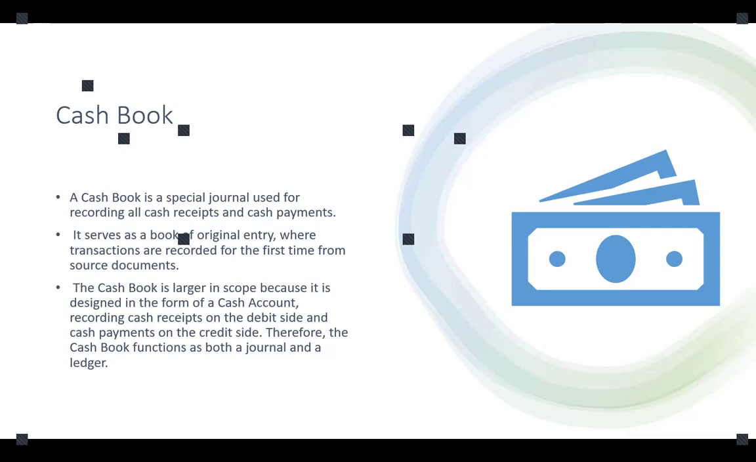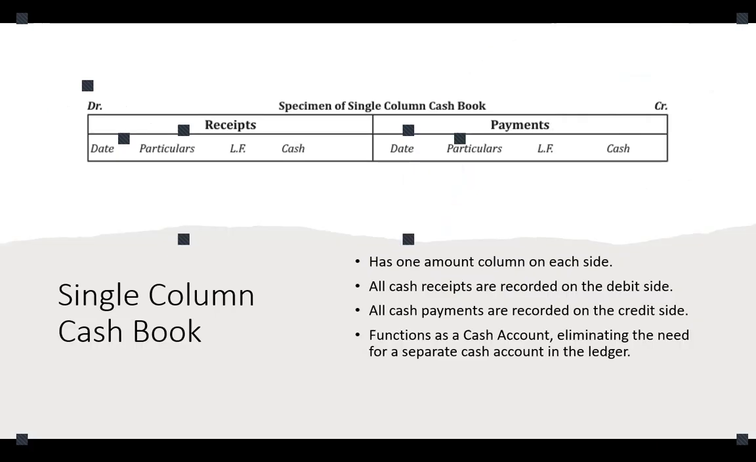Let's go ahead and look more into the details of the cash book. There are different types of cash book. The first type of cash book is the single column cash book. What are the features of single column cash book? It has one amount column on each side. It is a form of account, where we have a debit side and credit side. The right hand side is your credit side, the left hand side is your debit side.